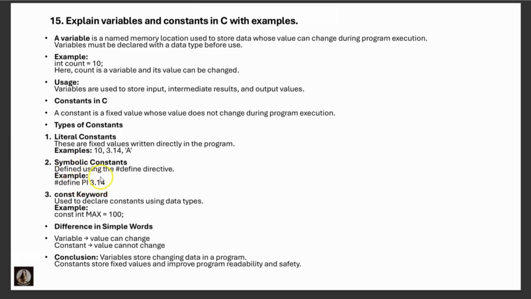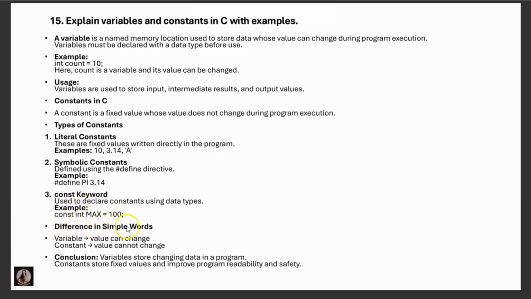This is symbolic constant. And the const keyword we have, which is used to declare the constants using the data types. By using data type, I will define the constant. For example, const int MAX = 100. This is the const keyword. I am using the const keyword. Clear? Along with that, I am using the data type of that value. Clear? This is about the const keyword.